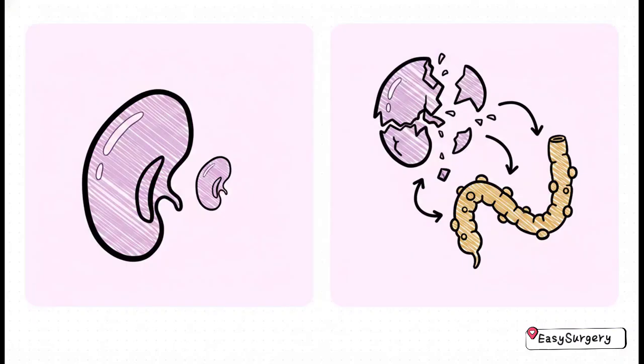Moving right along to section 2, functions and anomalies. First off, we all know the spleen is a huge player in immunity. Pumping out IgMs and IgGs, it filters out abnormal red blood cells and acts as this massive reservoir for platelets. But here's where it gets interesting. We really need to distinguish between two key anomalies.